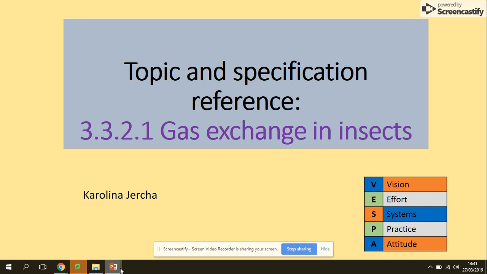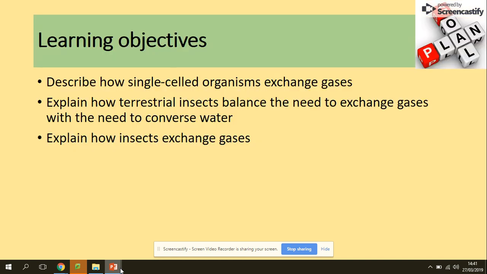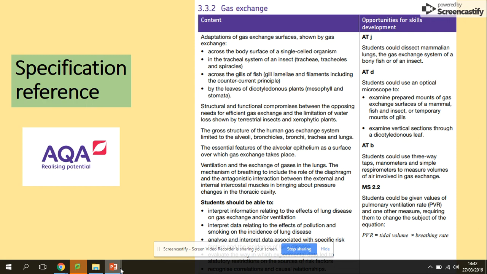Today we will be looking at gas exchange in insects. You need to be able to describe how single-celled organisms exchange gases, explain how insects balance the need for gas exchange with the need to conserve water, and explain how insects exchange gases. In terms of the specification, we are just here, okay?